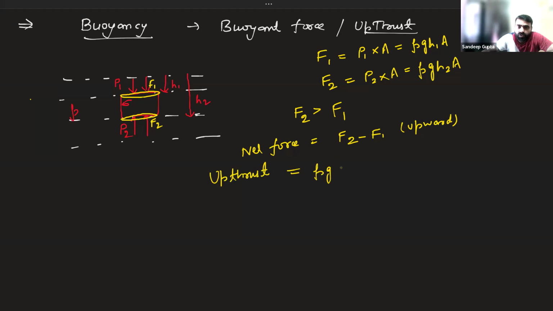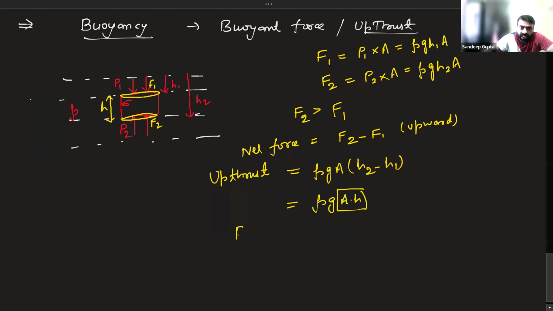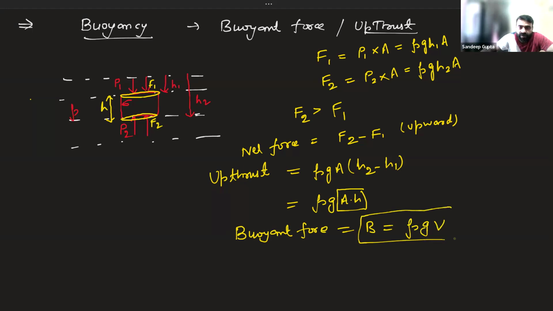F2 minus F1 is rho g A, you can take common, times h2 minus h1. h2 minus h1 is the height of the body itself, h. So I can write here rho g A h. Area of the body times height of the body gives the volume of the body. So upthrust, that we also write as buoyant force, B equals rho g V: density of the liquid, gravity, and volume of the body.